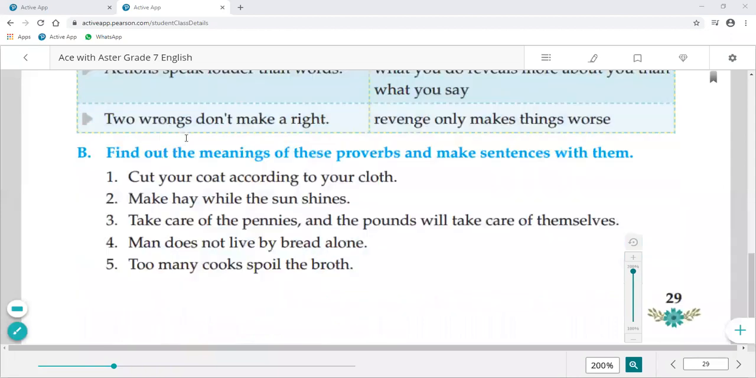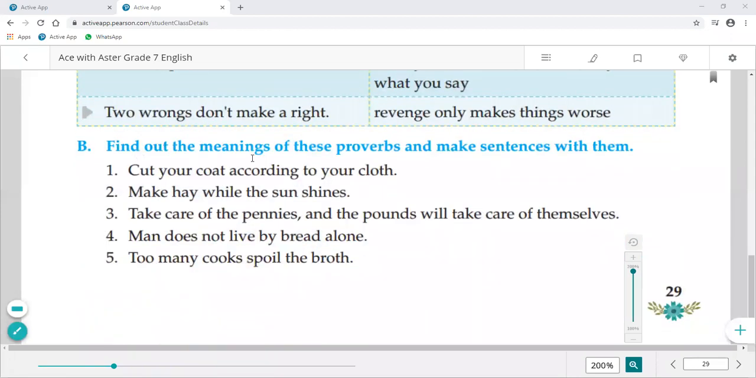Related to this, we have an exercise. Find out the meaning of these proverbs and make sentences with them. Sorry. So class, first thing I would like to mention here in between is that you have to do this work in your notebook. Okay. So the solved answers I'm going to show you. Have a look.